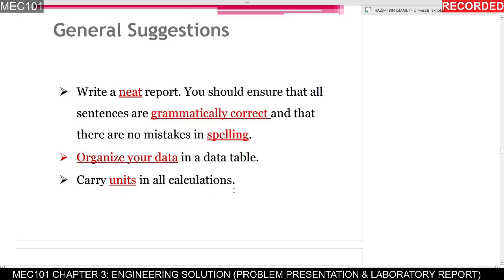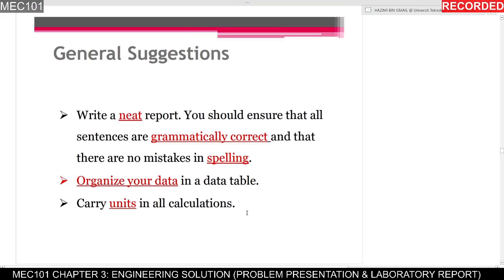Then organize your data in a data table. Carry units in all calculations. Okay, units. I found that many students, especially your seniors, I hope you do not have problems with the units. A lot of students have a problem with unit conversions. They are not good enough in converting one unit to another unit. So I hope all of you use this time during our MEC 101 to learn how to convert units.